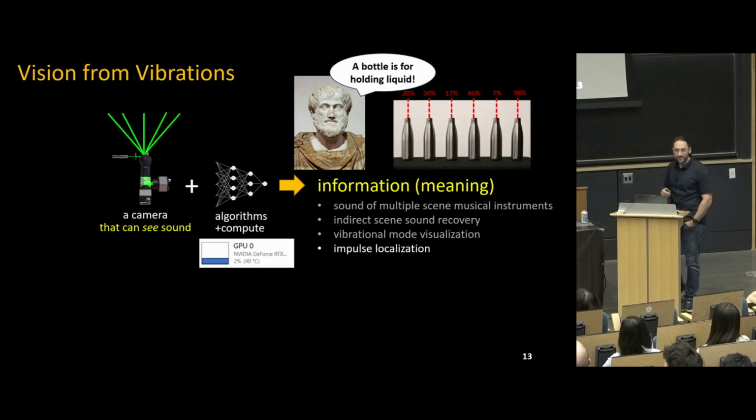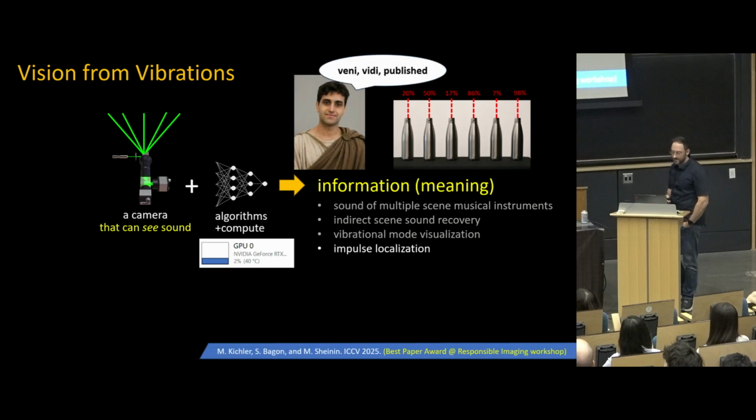Standard computer vision, strong as it is, can tell you what these objects are, but can't tell you this important intrinsic property of what's inside them. So maybe we can use vibrations to answer this question.